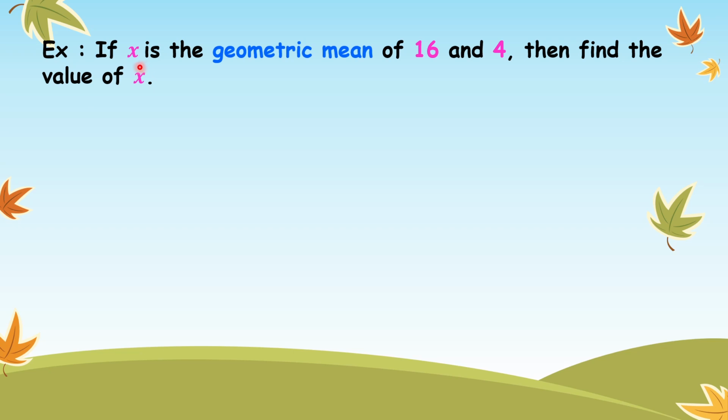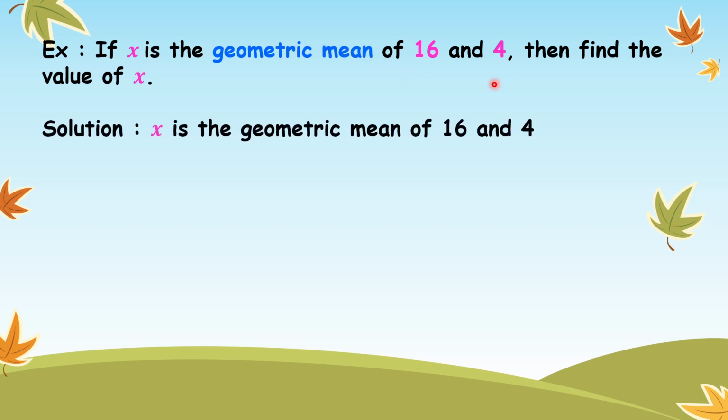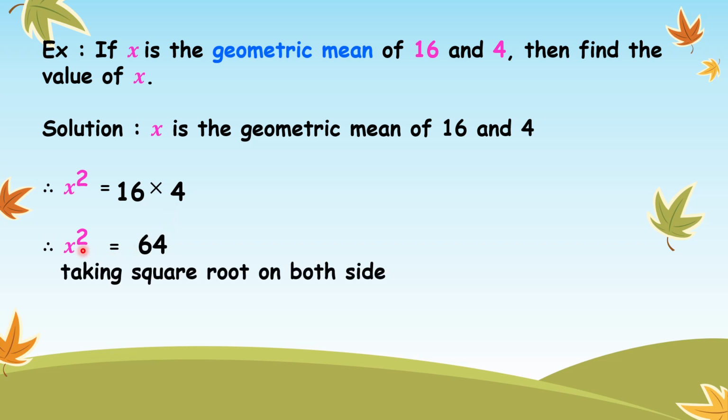What is given? X is the geometric mean of 16 and 4. We know if X is the geometric mean, then the square of the geometric mean is equal to the product of the remaining terms. Here the remaining terms are 16 and 4. The product of 16 and 4 is equal to square of X. Now take the product, 16 fours are 64. We have to find the value of X, therefore taking square root on both sides, we will get X is equal to the square root of 64, which is nothing but 8.